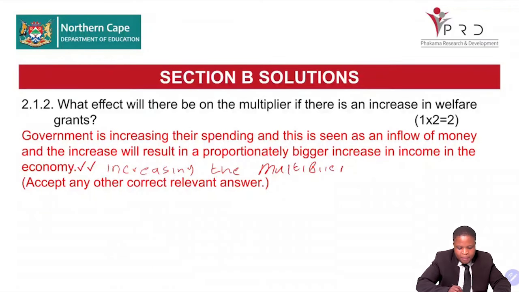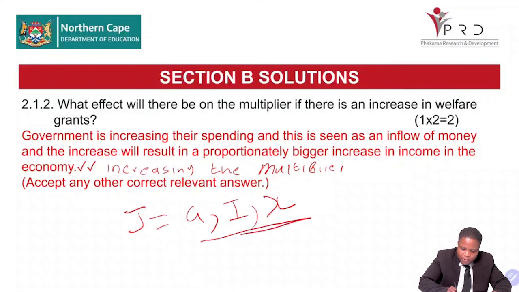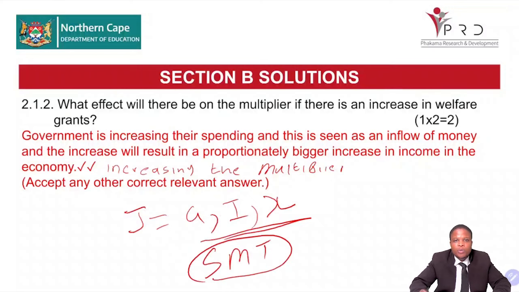If your answer was the multiplier will increase because the government spending increases, you are excellent. What's the effect on the multiplier? The multiplier will increase as government spending is increasing. Remember, government spending is part of injections. So injections are your government spending, investment, and export. If any of these things are increasing, the multiplier is going to increase. But if any of these leakages are increasing, the multiplier is going to decrease. Any leakage increase, the multiplier decreases.